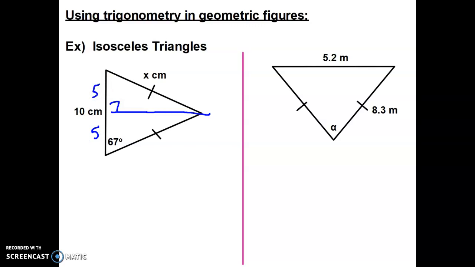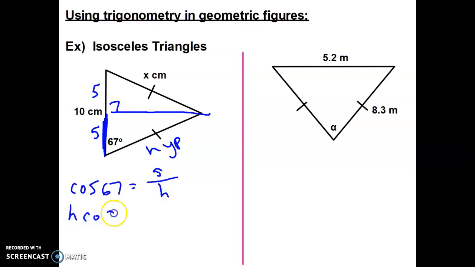So now I have an angle, 67 degrees. I have the side adjacent to that angle as being 5, and I'm looking for the hypotenuse. So the trig function that uses adjacent and hypotenuse is cosine. So cosine of 67 equals adjacent over hypotenuse. All right, and this is one that has the variable in the denominator, so I'm going to need to multiply by that denominator on both sides, and then divide both sides by cosine. So I'll type that in my calculator.